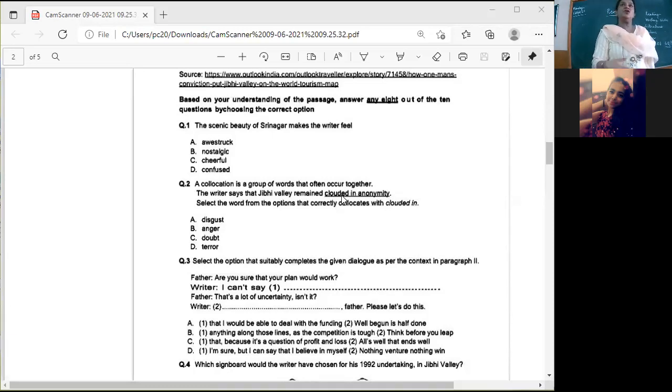Clouded in anonymity means not aware of. People are not aware of the beauty of that place. Everybody knows about Srinagar, but people don't know about Gibi Valley. Right? Anonymous hai wo. Unknown hai. So what is the word that correctly collocates with clouded in? Doubt, disgust, anger, terror to hai hi nahi. Clouded in anonymity, anonymity that no one is aware of it. So with instead of, we have that it is clouded in.